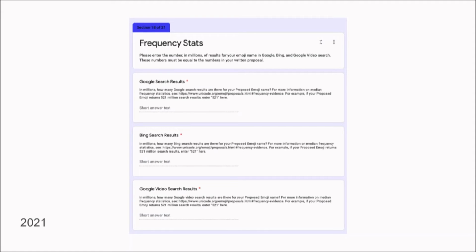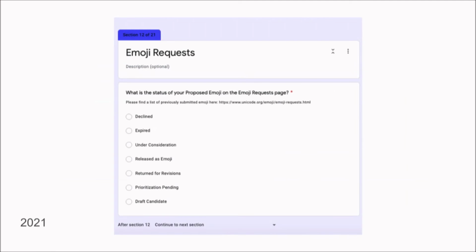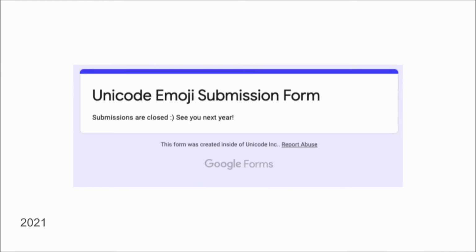So these are some of the requirements. You've got to turn in frequency stats. We make people sign kind of an agreement saying they followed the instructions. People still lied, but mostly they followed the instructions. So they would have to actually include screenshots for elephant. If they said no, I didn't follow the instructions, they would get a nice polite little message saying thanks for your interest, but no, we're not gonna read it. And it gives you just kind of more data on if it's been proposed before and so on.